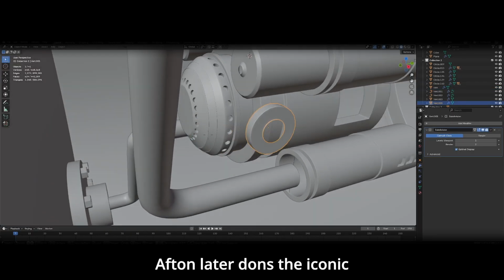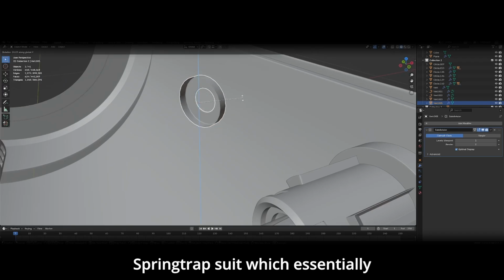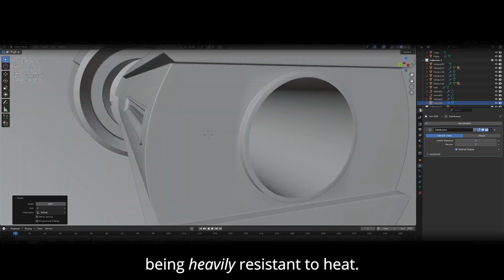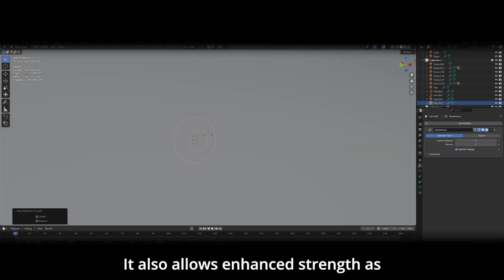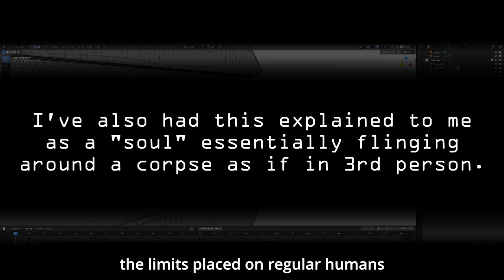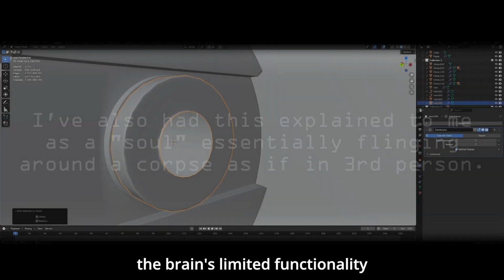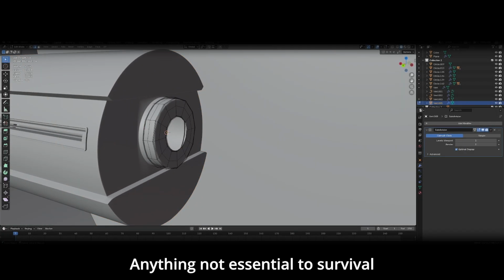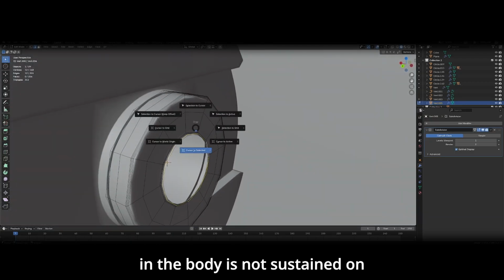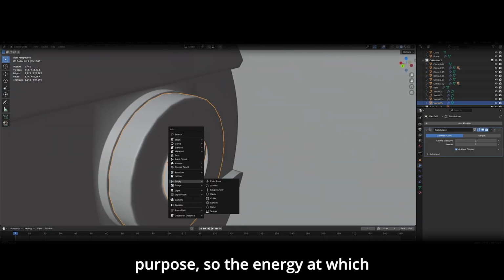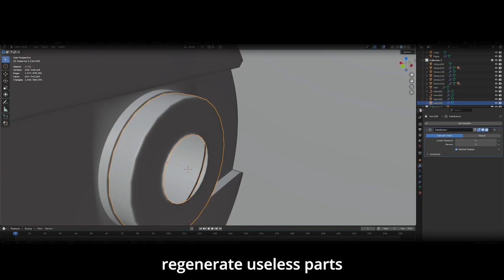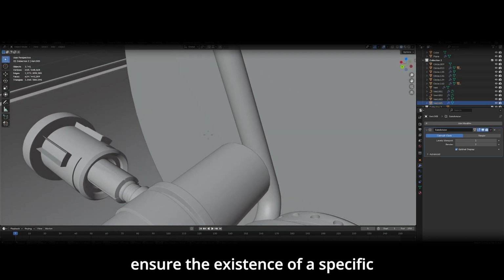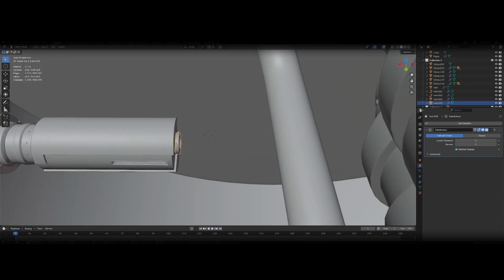However, William Afton later dons the iconic Springtrap suit, which essentially nullifies this weakness given its metallic composition being heavily resistant to heat. It also allows enhanced strength, as the limits placed on regular humans don't exist given the brain's limited functionality or are otherwise overridden. Anything not essential to survival in the body is not sustained on purpose, so the energy which would otherwise be used to regenerate useless parts can instead be used more efficiently where it's needed to ensure the existence of a specific being for longer.